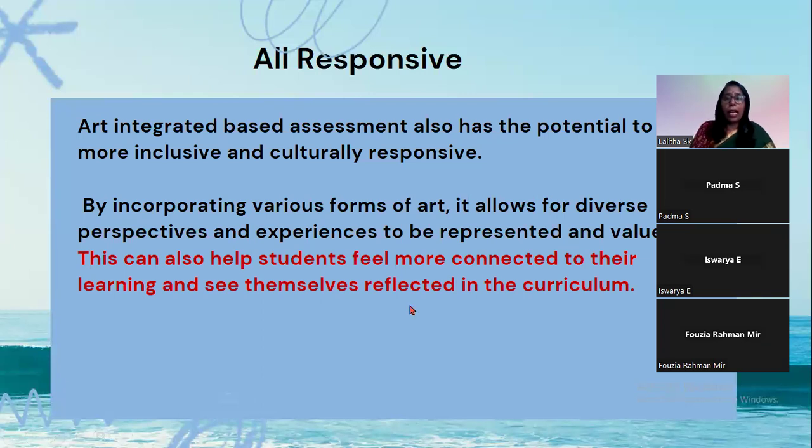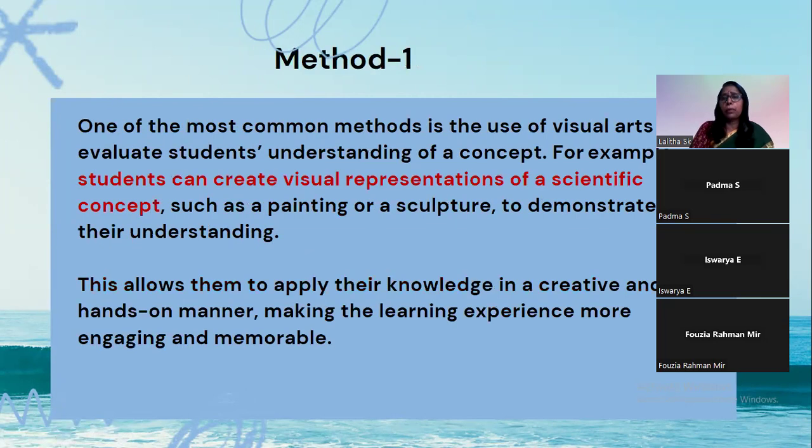That is why we have 20% or even 30% of the marks allocated for projects, because projects also play a very vital role in your assessments. What is the first type of method that you can incorporate in art integrated assessment?